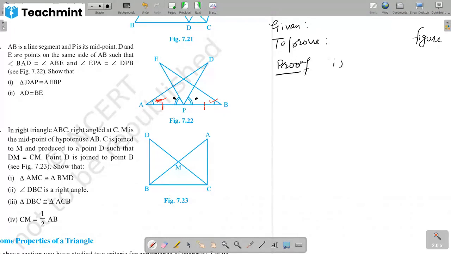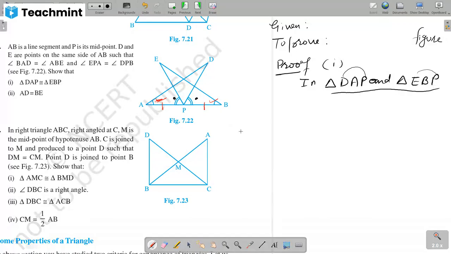In the proof, the first part is to prove the triangles are congruent, so we'll consider the same triangles. So in triangle DAP and triangle EBP. Is it given that AD and BE are equal? No, this we have to prove. Is it given that DP and EP are equal? No, this is also not given.